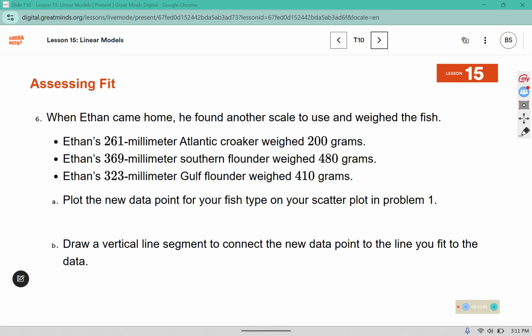When Ethan came home, he found another scale to use and weighed the fish. Ethan's 261 millimeter Atlantic croaker weighed 200 grams. His 369 millimeter southern flounder weighed 480 grams. And his 323 millimeter Gulf flounder weighed 410 grams. Plot the new data point for your fish type on your scatter plot in problem 1, and then draw a vertical line segment to connect the new data point to the line you fit to the data.